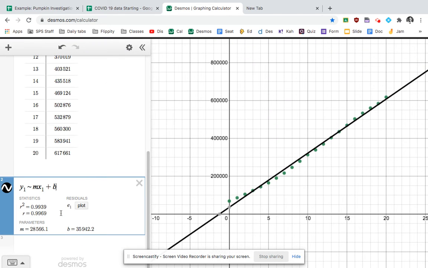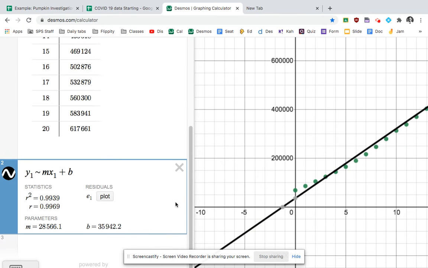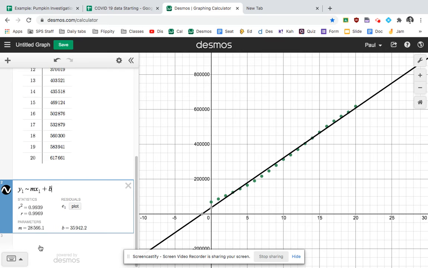So this seemed to be pretty linear at the time. You can see that the slope is about 28,000 cases per day back then, and it started at about 35,000 cases. If I wanted to plug in that data, let me zoom back out, and I'll take the line off.